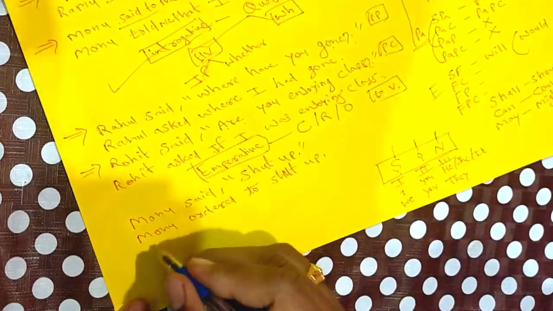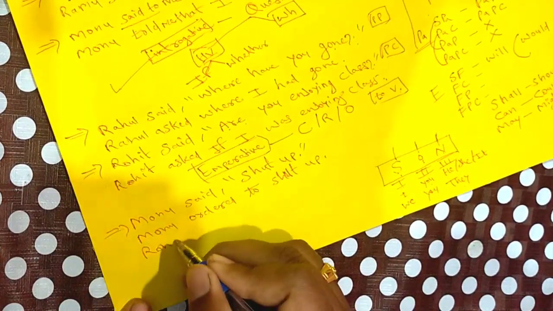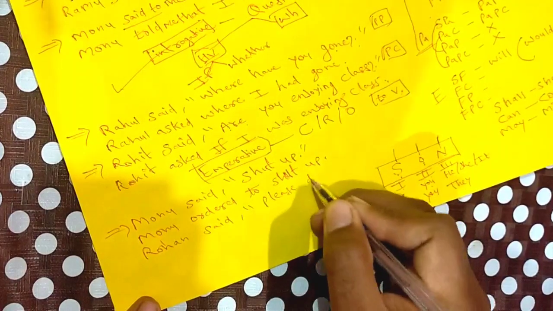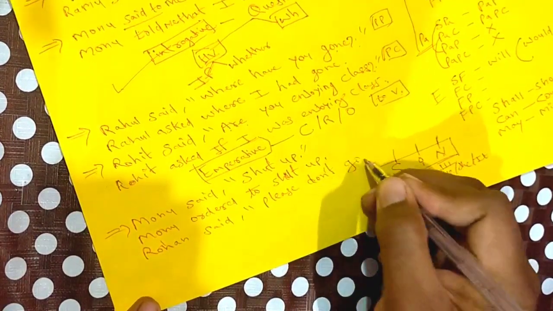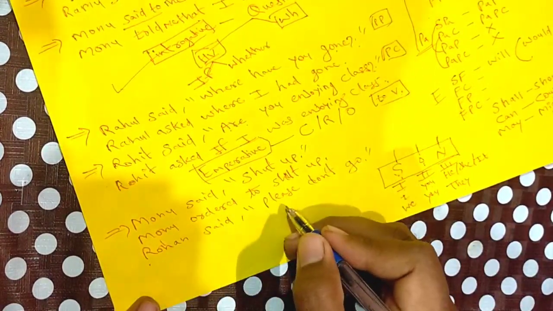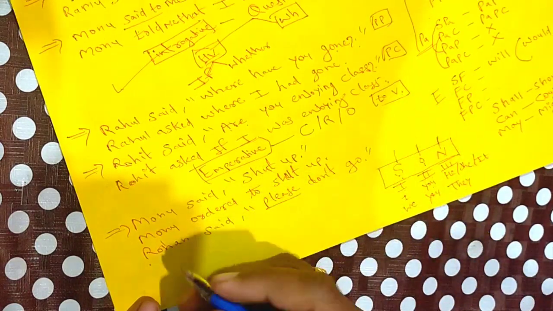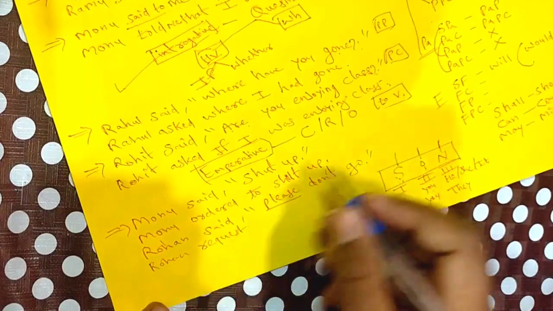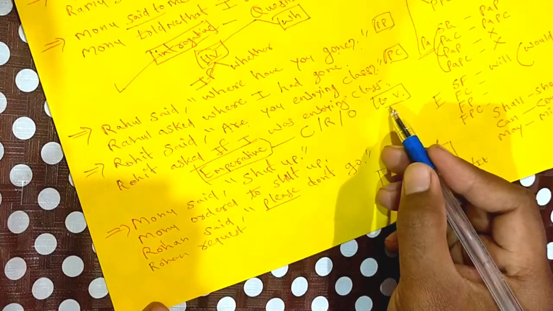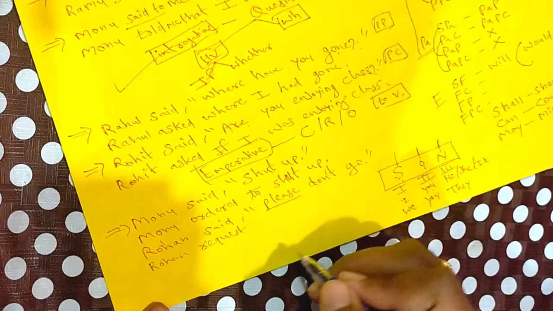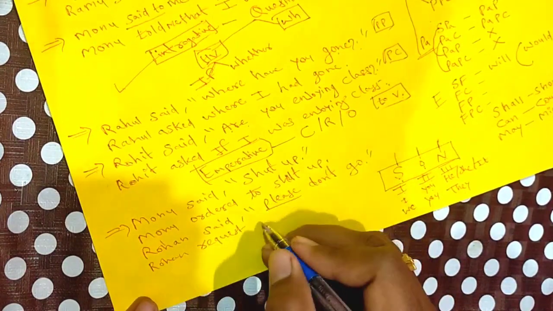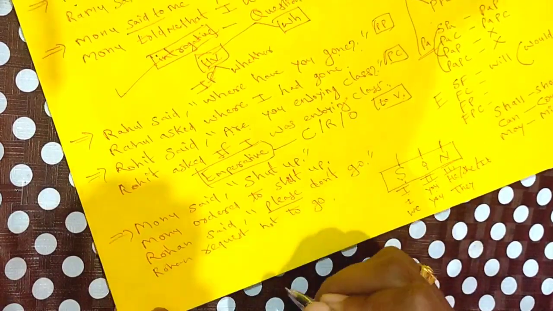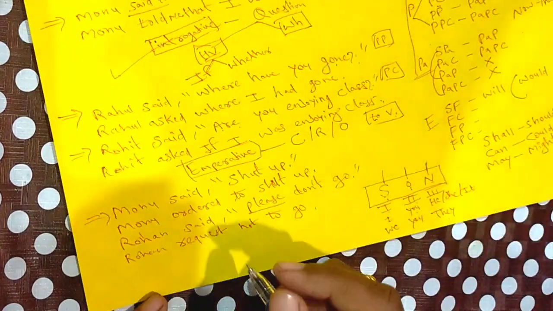Another sentence, let's see. Rohan said, please don't go. Don't go. Obviously this please word, can you see the please word? That means someone is obviously requesting. Okay, so Rohan requested. Requested what? See this verb. Before the verb you have to use the word to. So what is the verb? Obviously go is the verb. So Rohan requested not to go. So dear friends, this was the direct and indirect speech.